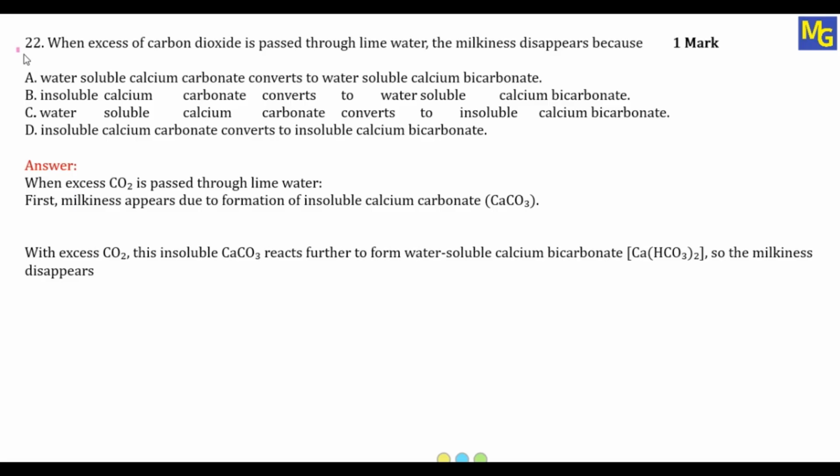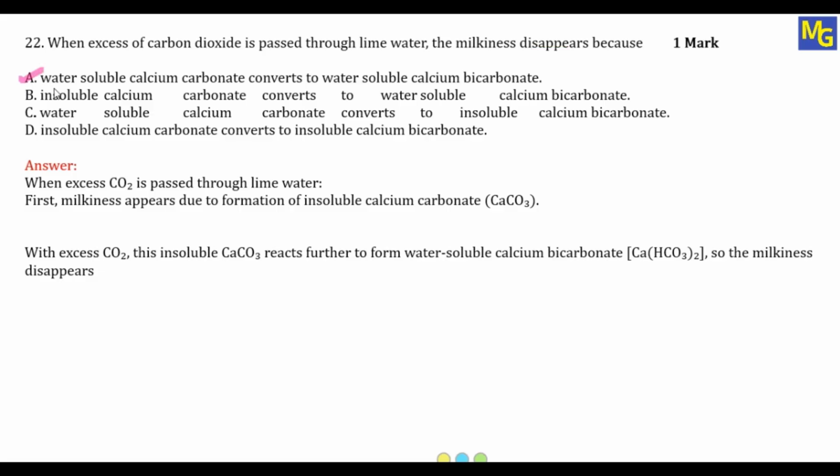Now the next, that is question number 22. When excess of carbon dioxide is passed through lime water, the milkiness disappears because. So this is again a 1 mark question. So here we have 4 options. When carbon dioxide, CO2, is passed through lime water, which is nothing but calcium hydroxide, Ca(OH)2, the milkiness will disappear, and that is due to what? What is the reason that we have to tell?